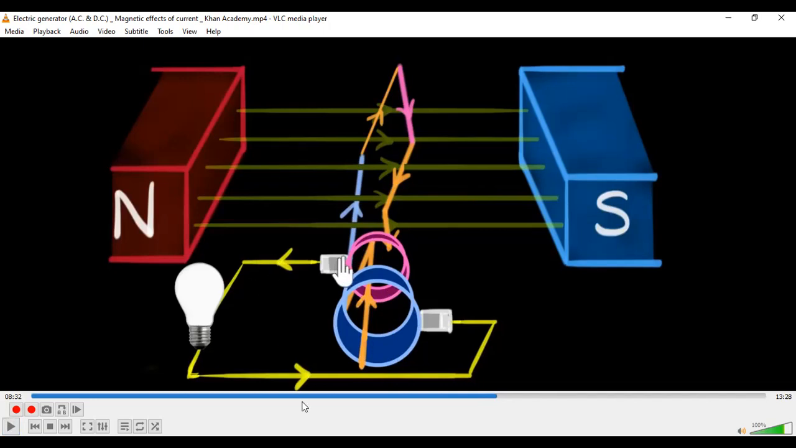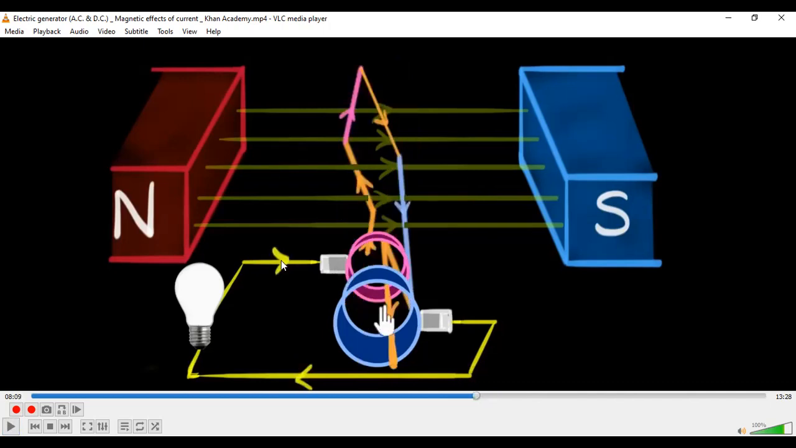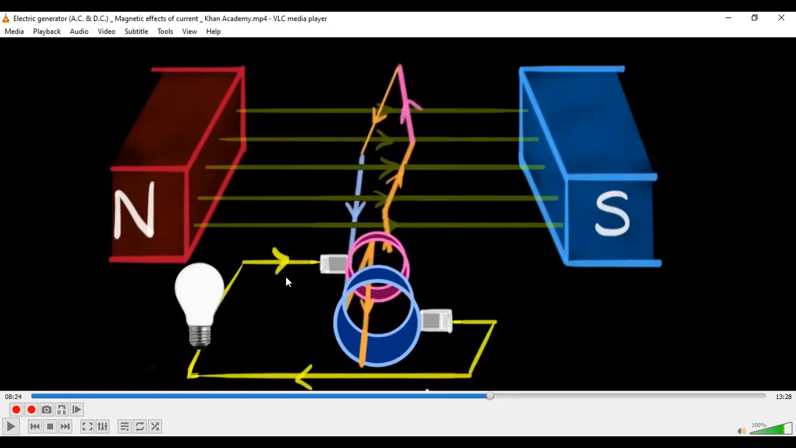See here, before, what was the direction? Concentrate over here. Before that the direction was this one. But after the rotation, see the direction is changed. Direction is changed, yes or no?